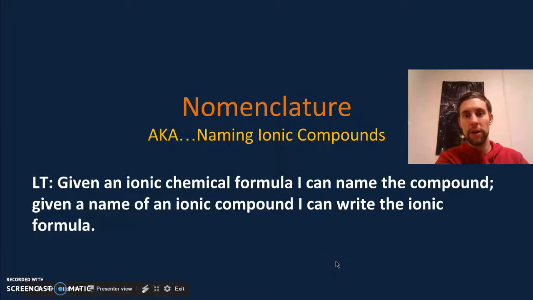Alright, we're here with nomenclature, naming. In this case, we're going to name ionic compounds. So in ionic compounds, when you have a positive thing and a negative thing bonded together, their opposite charges help them hold together. So our learning target is if you have the ionic name, you can go to the formula, or if you have the formula, you can go to the name. We'll do some example problems here.